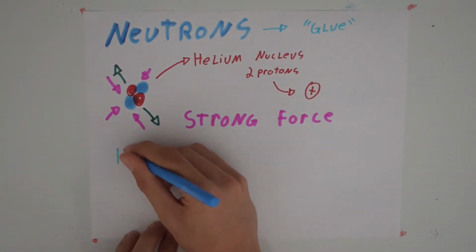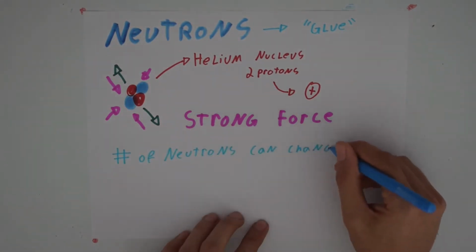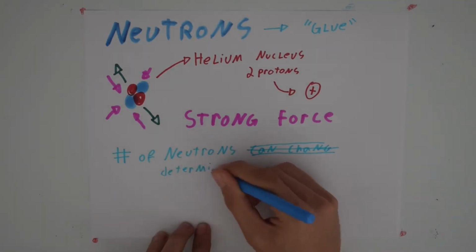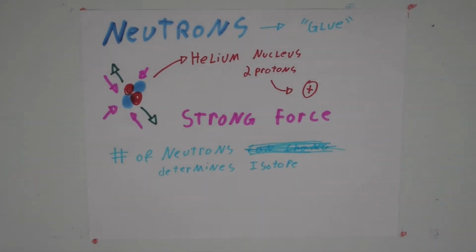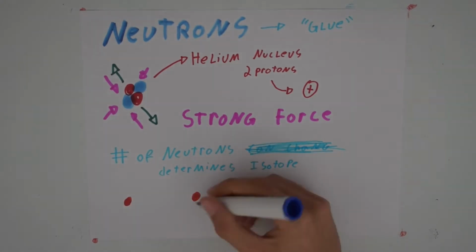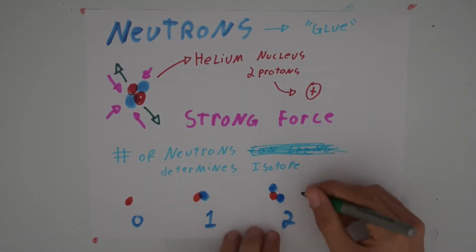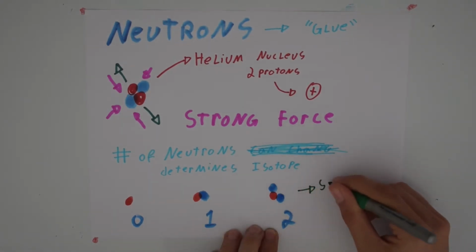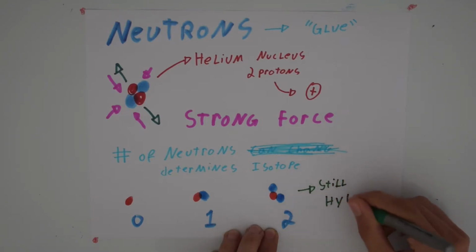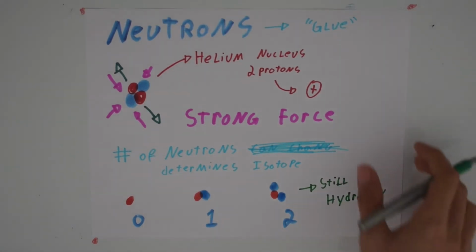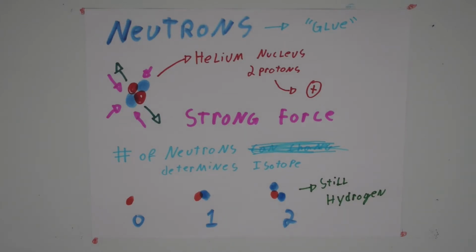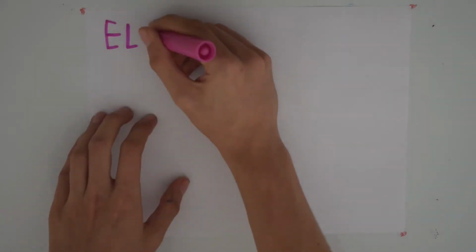Different atoms of the same element can contain different numbers of neutrons. This number of neutrons determines which isotope of their respective element an atom is. For example, atoms with 1 proton are all hydrogen atoms, but they can contain 0 neutrons, 1 neutron, or even 2 neutrons, but they're still hydrogen atoms. However, not all of these combinations are stable, and we will later discuss which combinations are stable and which ones aren't. Alright, so now let's move on to electrons.